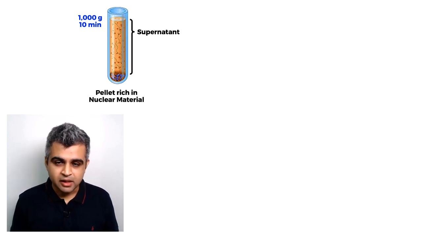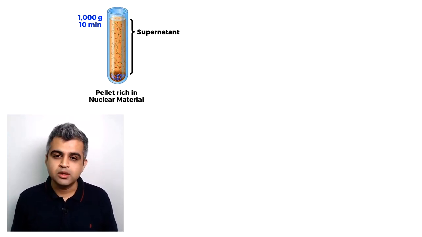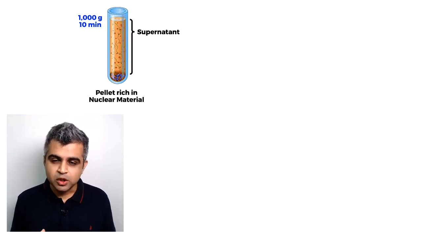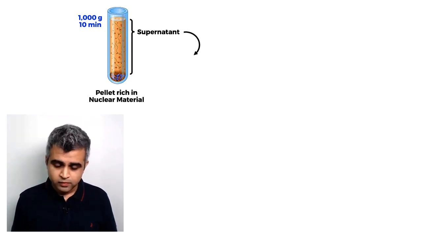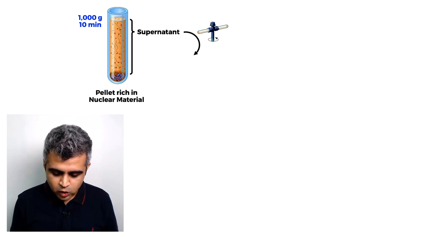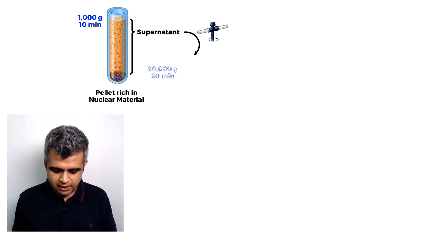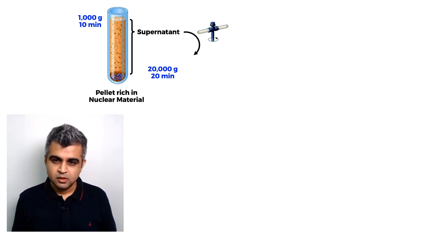Now this pellet is rich in all the nuclear material. So all the heavy molecules, the big molecules of DNA and RNA are going to be here, and they have settled down at the bottom because of their large size. Now what do we do? We take the supernatant into another tube and use the centrifuge machine again, but this time at 20,000 g for 20 minutes. So faster and for longer.